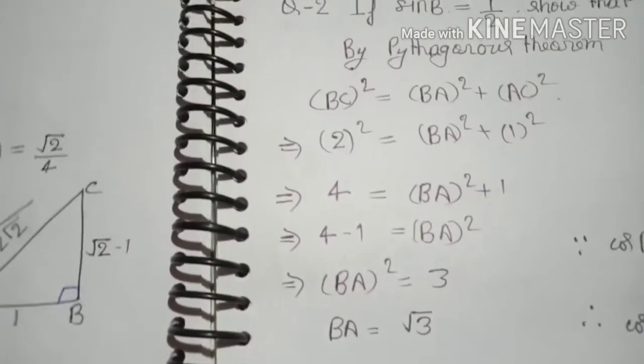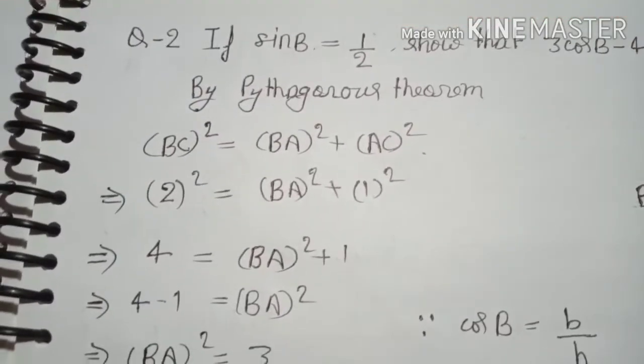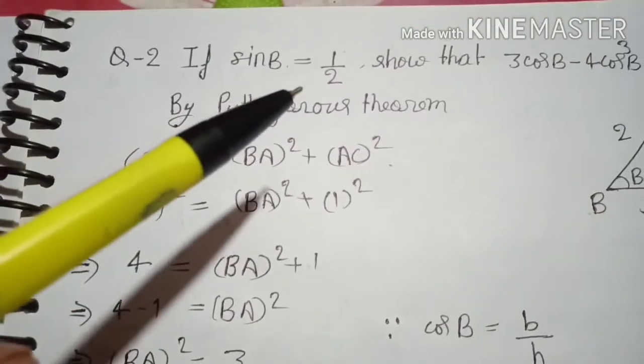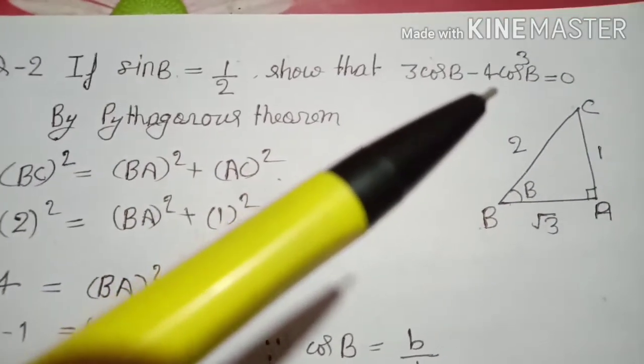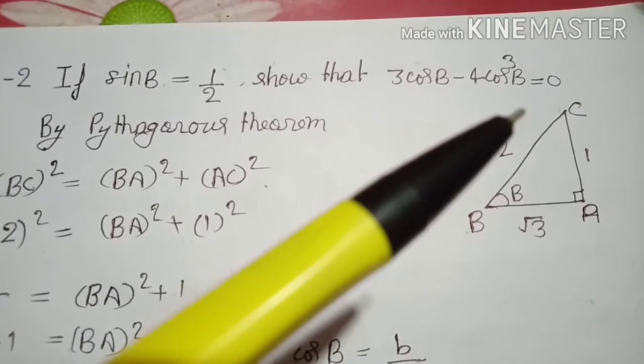Next question. Question number 2. If sin B is equal to 1 by 2, show that 3 sin B minus 4 sin cube B is equal to 0.